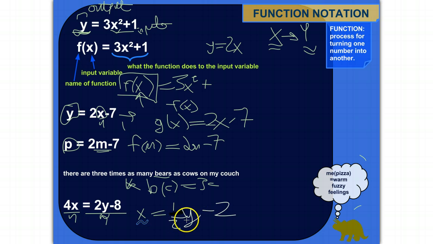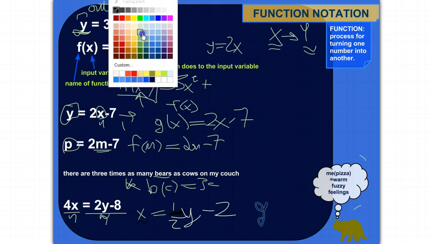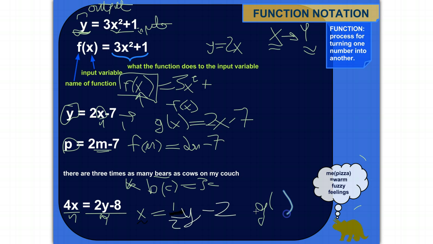Meaning if I plug in a y, then I do all this stuff to it, and I get the x. So our dependent variable is going to go away. We're just going to name the function instead. So let's just call it g again. What's our input variable? What do we plug in to get the result? Well, in this case, it's y. So g of y. And then we describe how we turn a y into a g. It's 1/2 y minus 2.